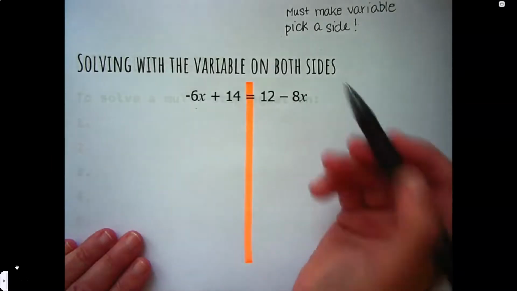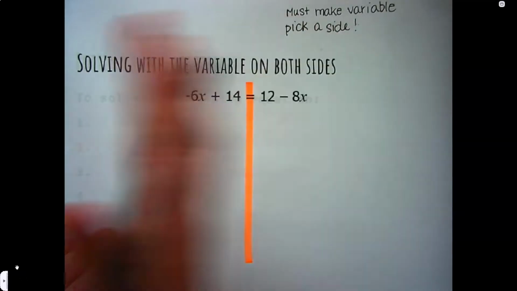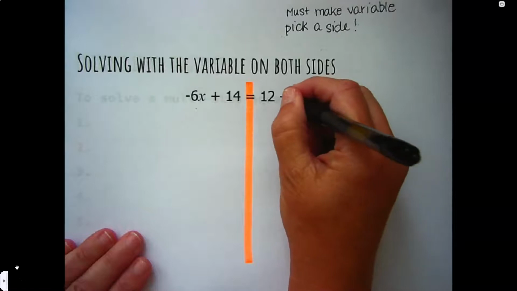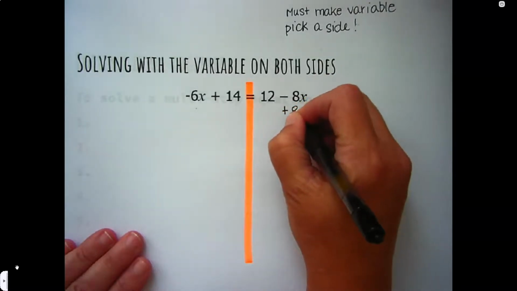So let me show you what I mean. I'm going to cancel out this negative 8x on this side and make him move over to the other side of this equation. So what will cancel out minus 8x? Well, what will cancel out minus 8x is plus 8x.